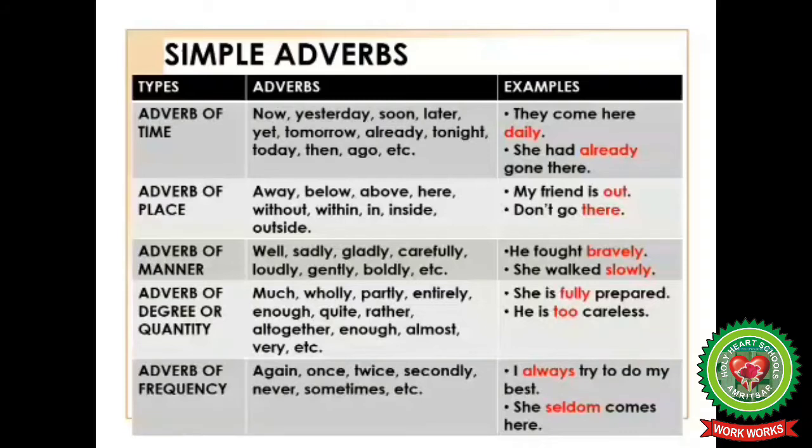Next, adverb of frequency. It answers the question how often. They indicate how often an action takes place. Again, once, twice, secondly, never, sometimes, etc. are adverbs of frequency. For example, I always try to do my best. She seldom comes here. Here, always and seldom are adverbs of frequency.